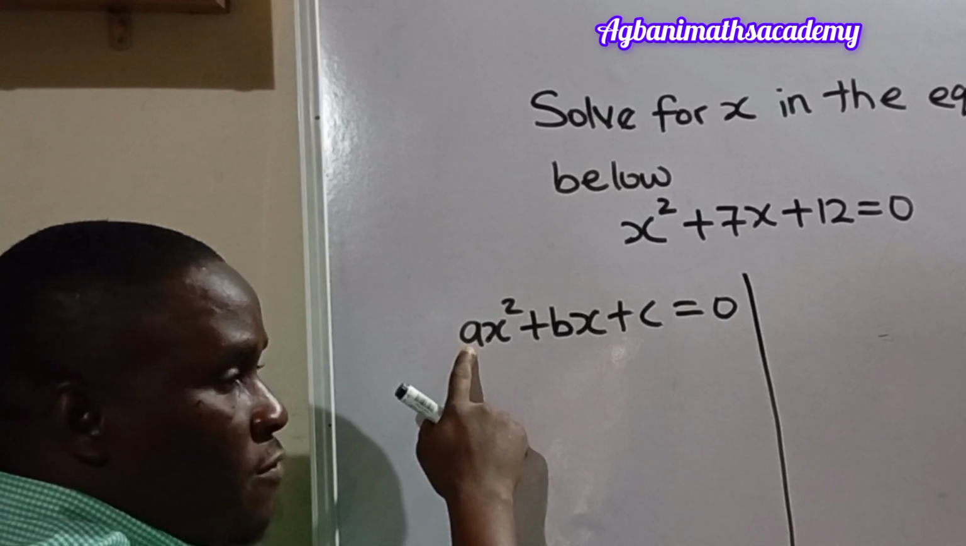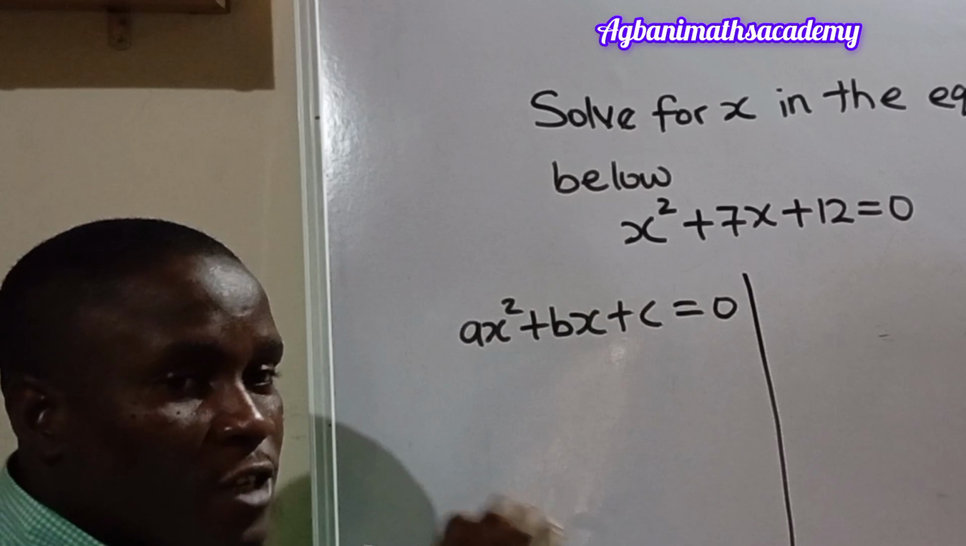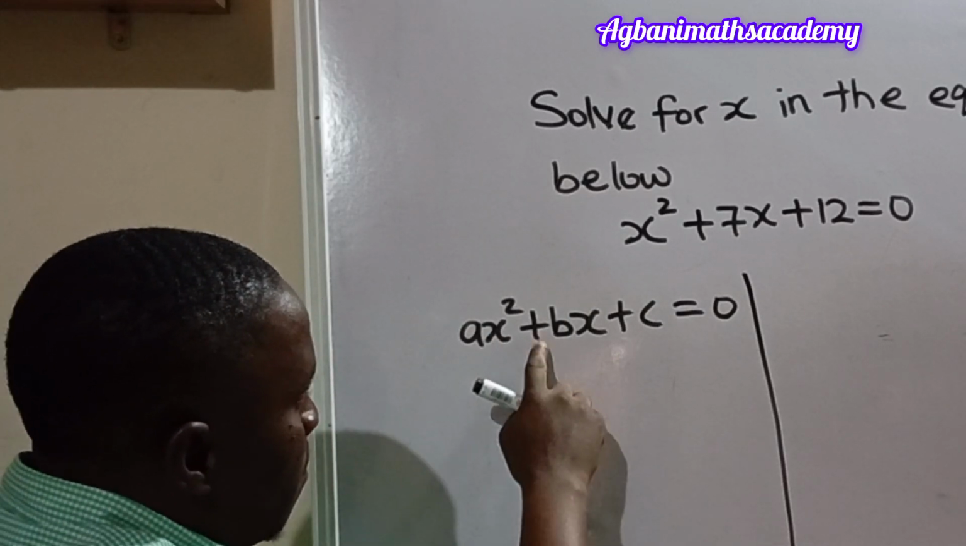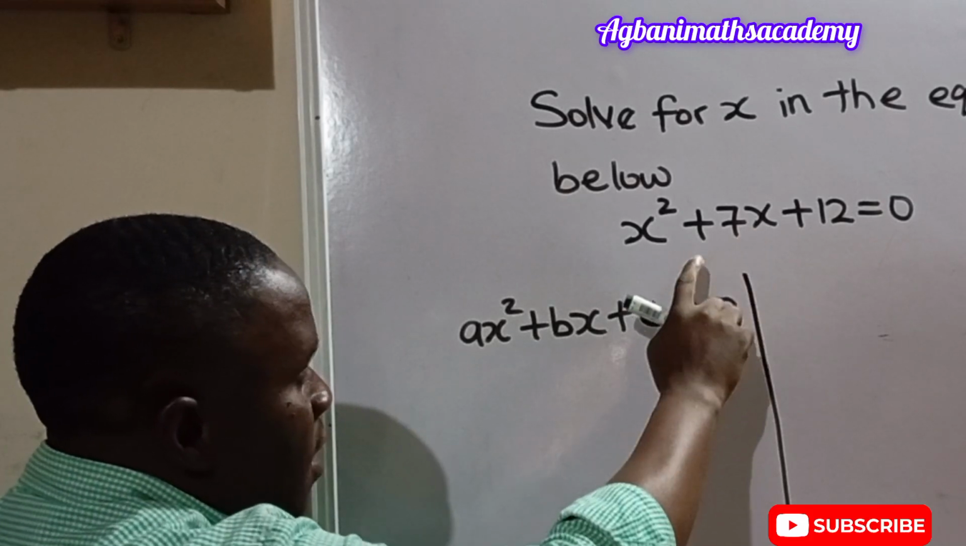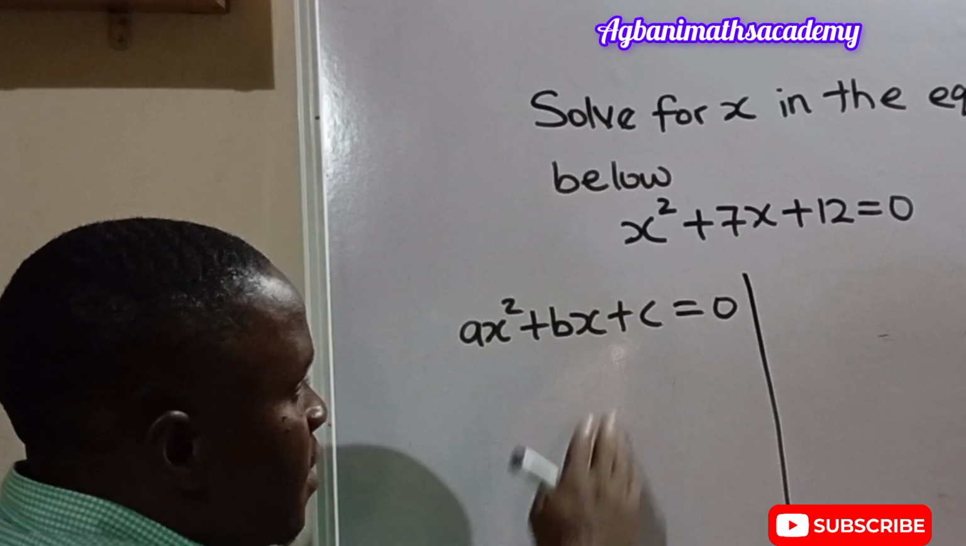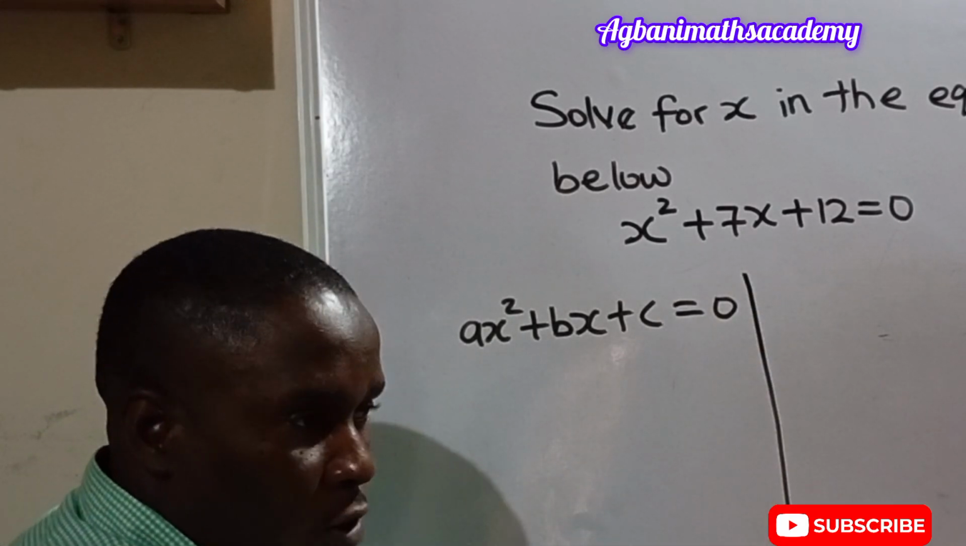A is the coefficient of x squared. That means in this particular equation, the coefficient of x squared is an invisible 1. B is the coefficient of x, and in this particular equation, the coefficient of x is plus 7. C is the constant, and here the constant is plus 12.